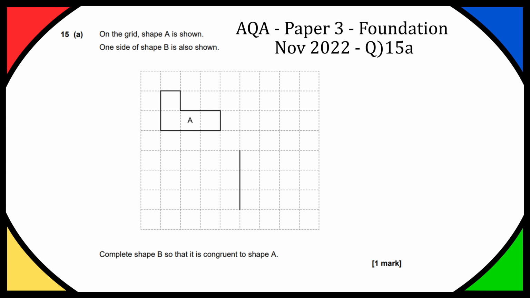So question 15A, on the grid shape A is shown, one side of shape B is also shown. We have a grid here, we have a shape A which looks a bit like an L Tetris piece, and then we also have a 3 square long line, and it says complete shape B so that it is congruent to shape A, and it's a 1 mark question. So let's first see what congruent means.